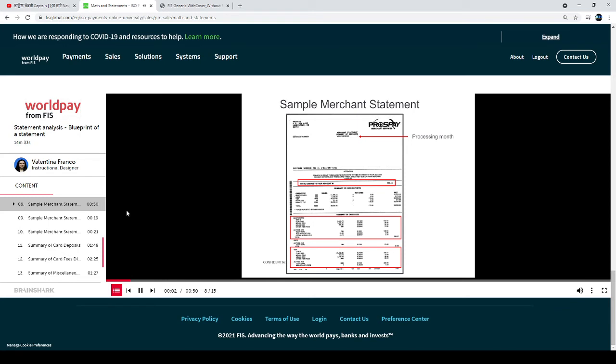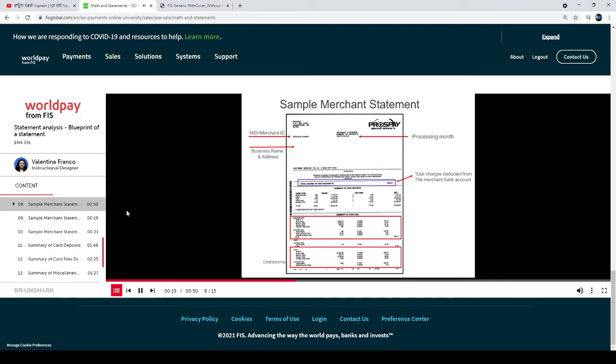Here is a copy of an actual merchant statement. We have obscured the business information like the name, address, and merchant ID, but the financial values are real. Each processing company presents their statement information differently, but this example is typical.